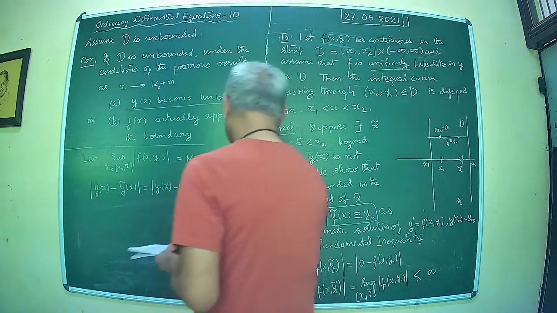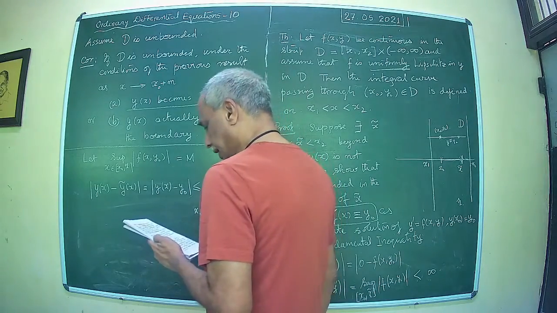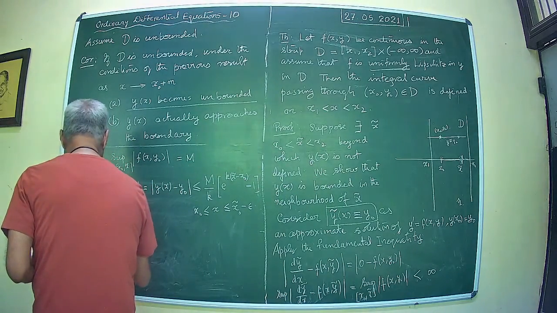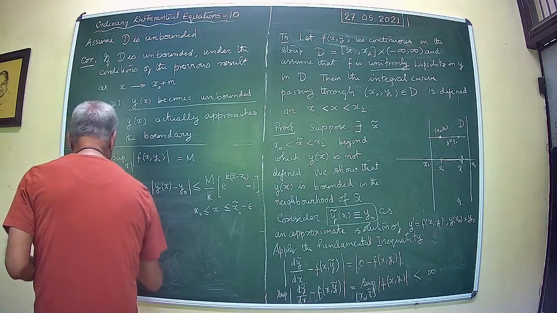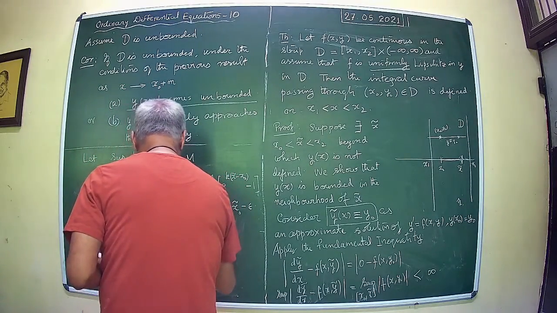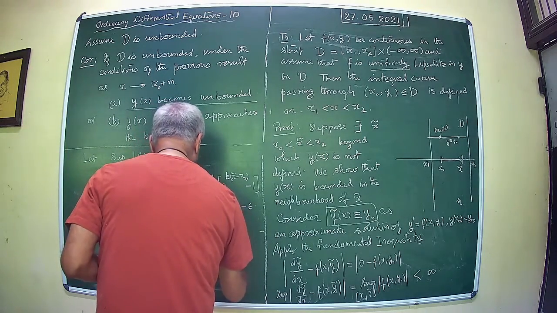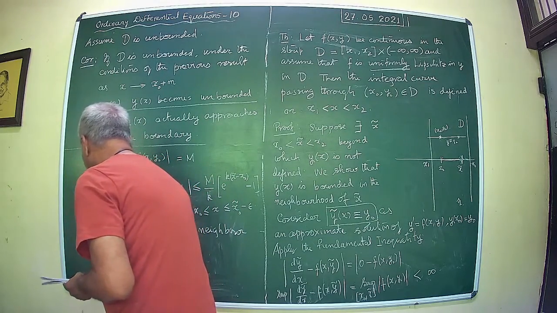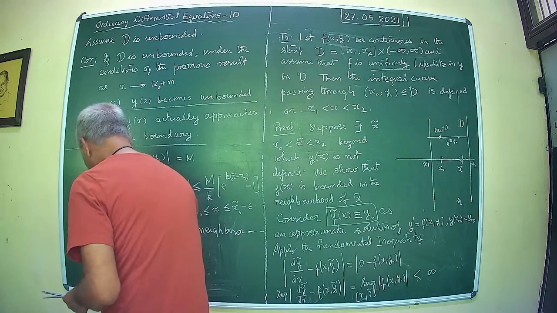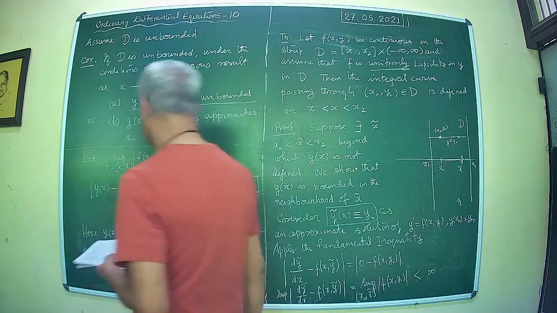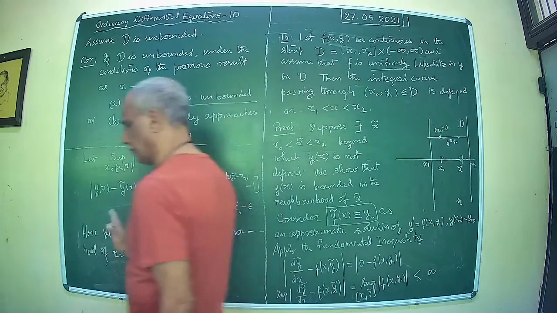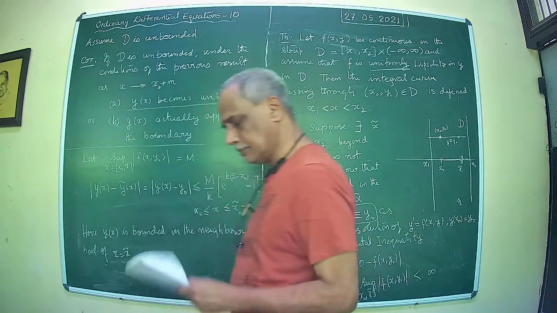Therefore, on any such interval, the function y is bounded. In every neighborhood of x equal to x tilde, the function y of x is bounded. So that much information we have. We may not know what exactly y is, but certainly we know that it is a bounded function. Okay.